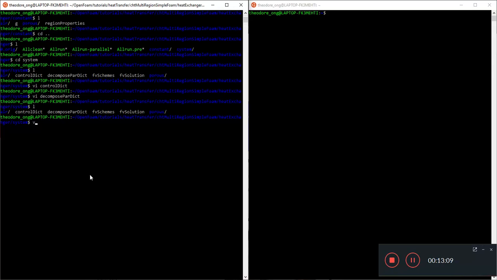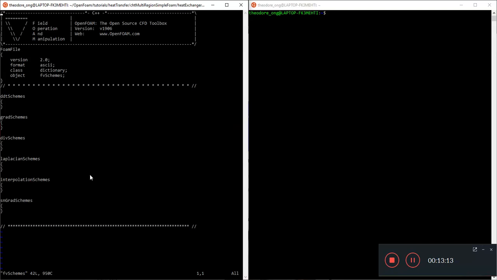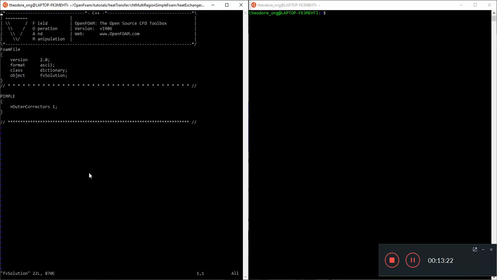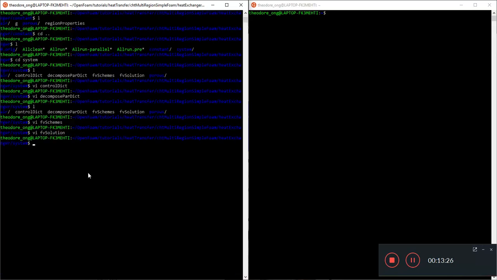Okay, FV schemes and FV solutions. All right. Oh, there's nothing here at all in the FV schemes. Okay, that's kind of weird, on first sight at least. And again, FV solutions, there's nothing except this pimple number of outer correctors equals 1. So where are all this vital data?